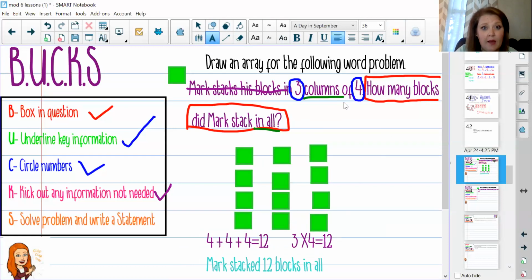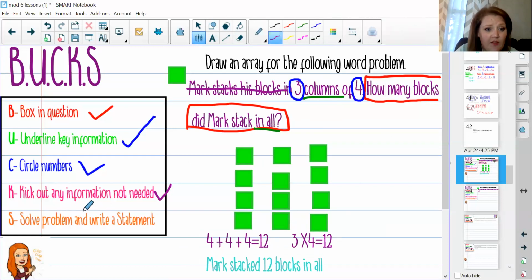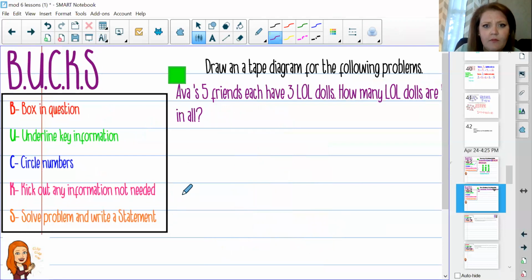Did we do all the steps? Did we solve the problem and write a statement? We sure did. Cha-ching. There we go. Not too bad, right? It's not too bad. Let's try the next one.